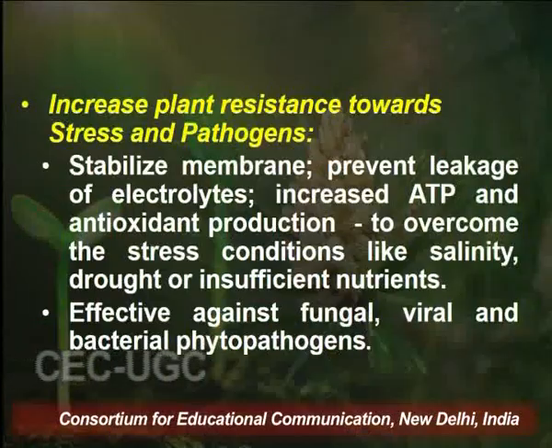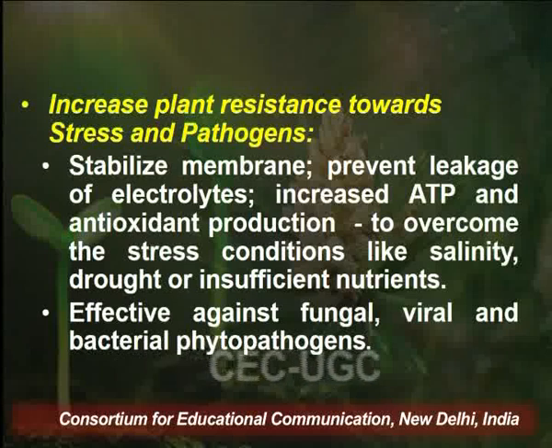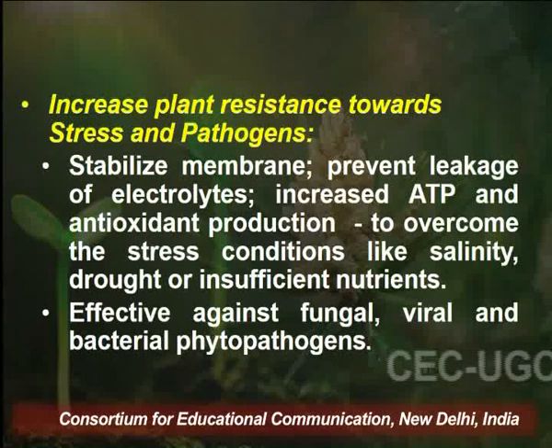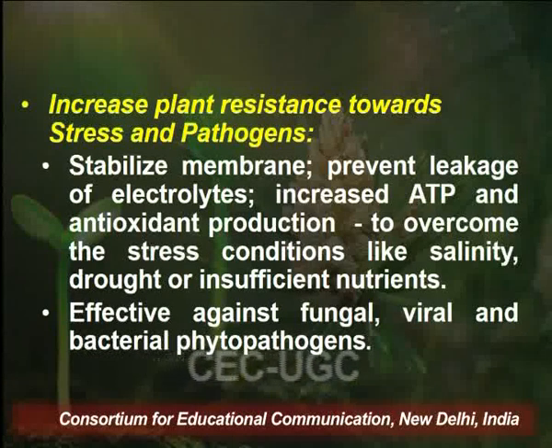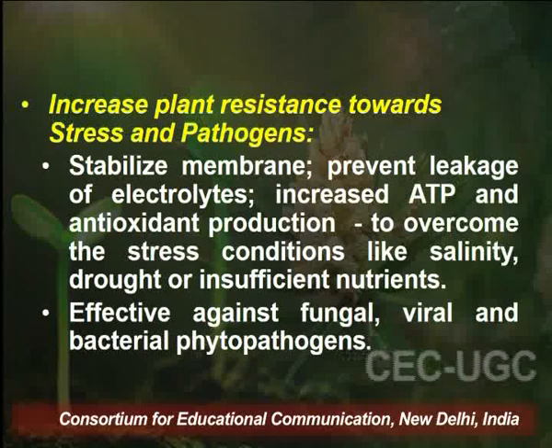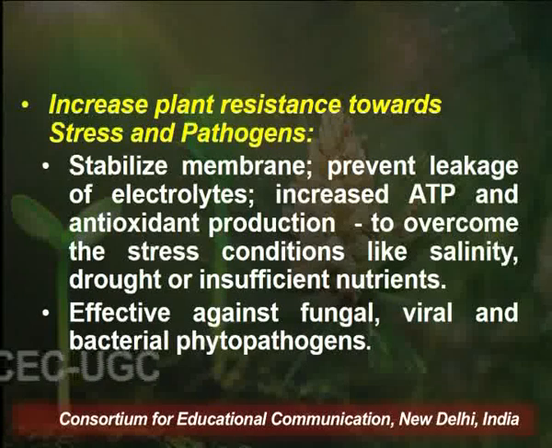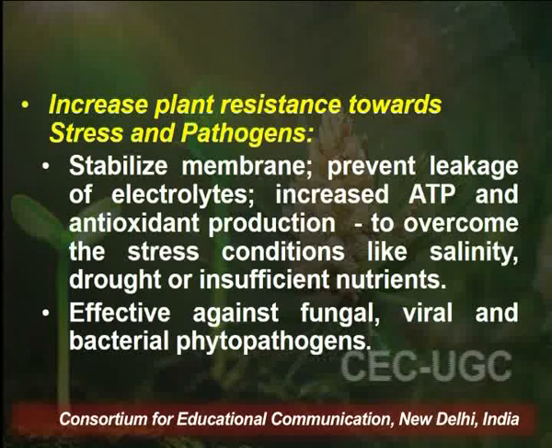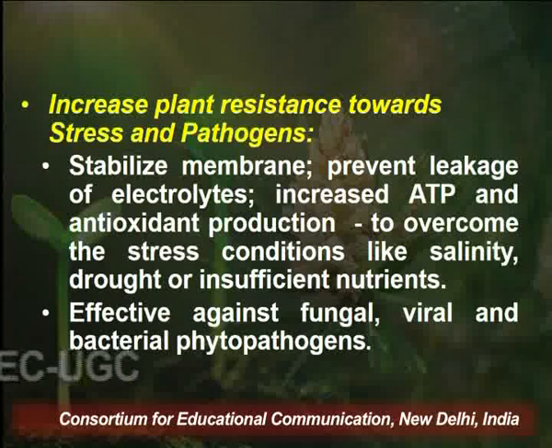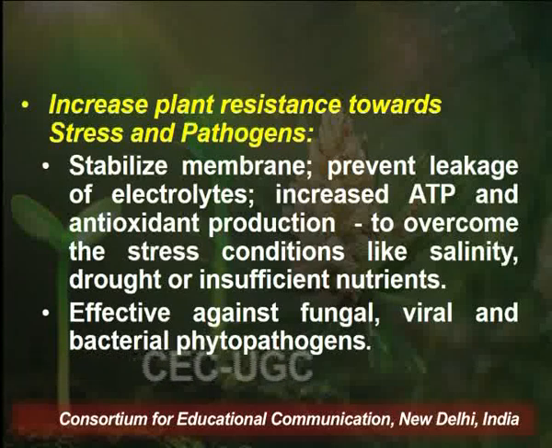Brassinosteroids have also been found to increase the resistance of the plant towards various kinds of stress conditions, whether biotic or abiotic stress, or pathogens which can be of bacterial, fungal or viral origin. Now brassinosteroids have been shown to stabilize the plant membranes, thereby preventing the leakage of different electrolytes, and also increase the synthesis of ATP, and most importantly, increase the production of antioxidant components in the plant cells.